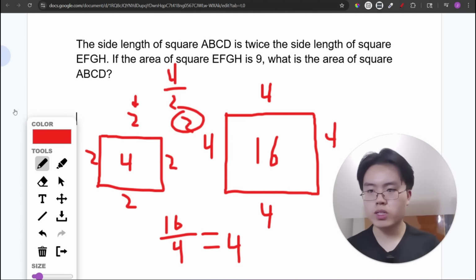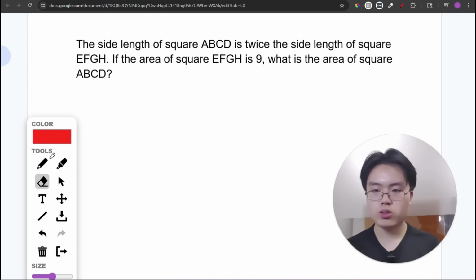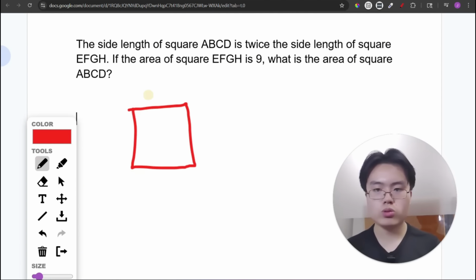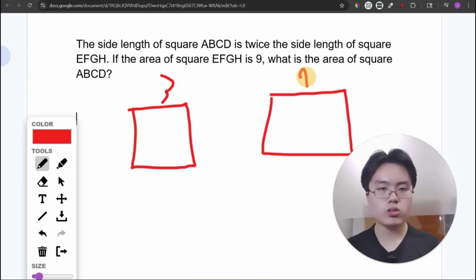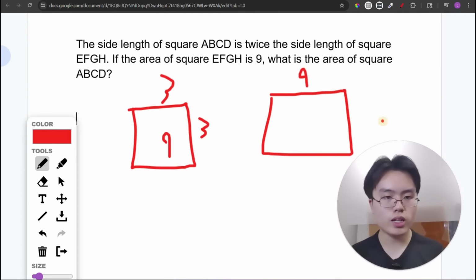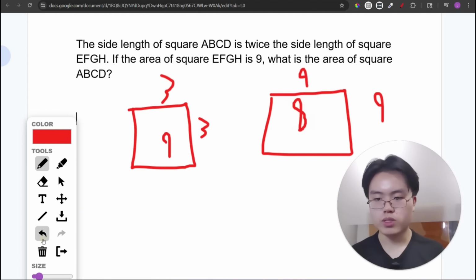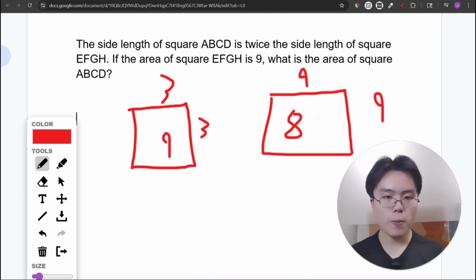Okay, let's try something else. Instead of doing 2 and 4, let me erase everything and redraw it. I want you to properly understand this, and I think this is a good way to understand it. But now let's do 3 and 9. So we know all the things. That means this area is 9 because 3 times 3, since they're squares. And 9 times 9 is going to be 81. I messed up, 81. Okay.